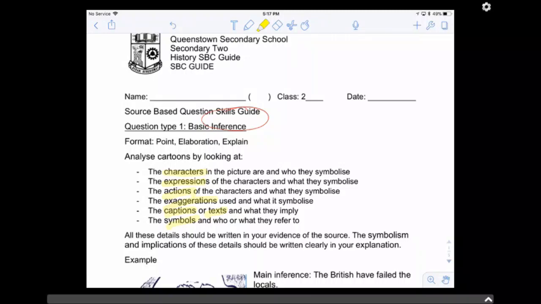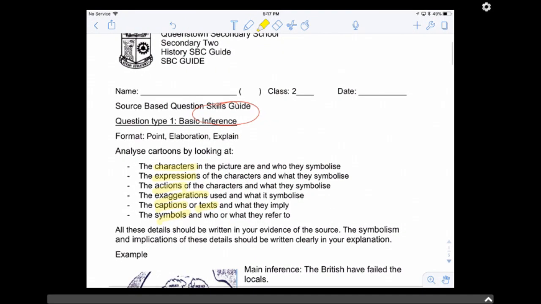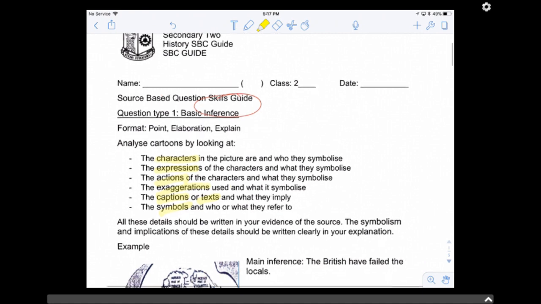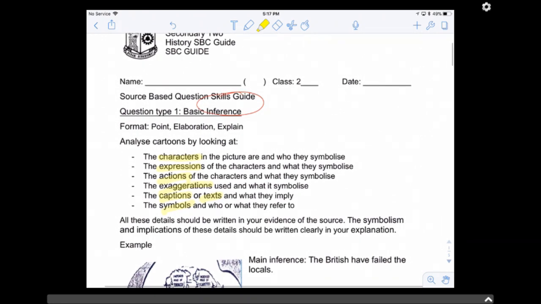Okay, so now moving on to your source-based case study, source-based questions. First question, basic inference. This one is very simple. I think you've done it many times. Now, a special thing is that you may see cartoons.